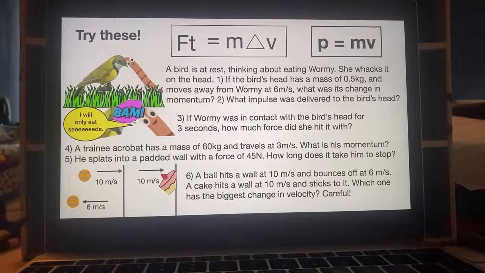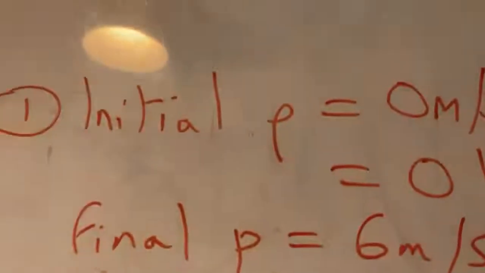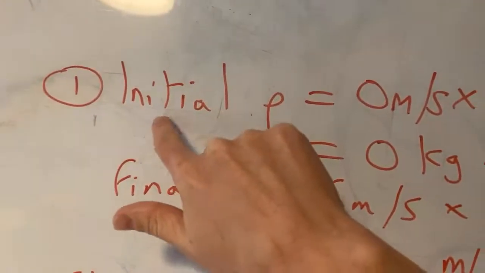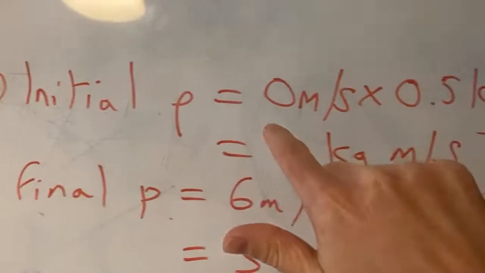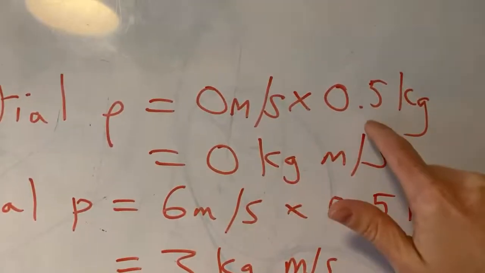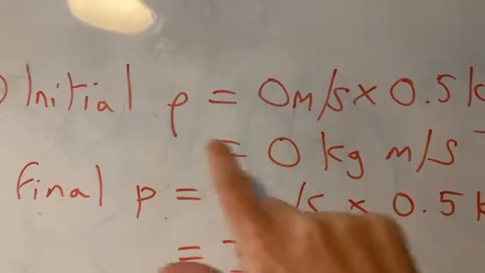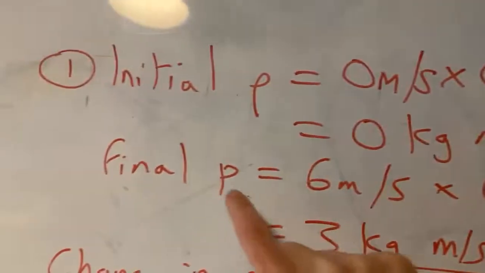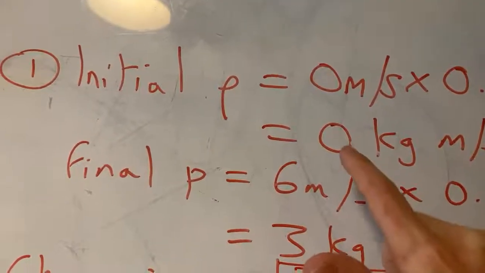If we've got its mass, we know what its starting velocity was. It was 0, and we know its final velocity is 6 meters per second. So I have written, and you could have done it a few different ways, initial momentum, right? Initial P, momentum at the start, is mass times velocity. So 0 meters per second times the mass, which is 0.5. So the initial velocity is 0, and so the initial momentum is 0 as well.